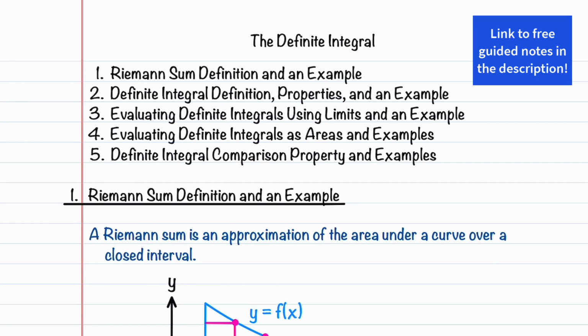In this video, we're going to learn all about the definite integral, how it represents the exact area under a curve, and walk through many examples. We'll begin by introducing the idea of a Riemann sum and walk through an example to see how it approximates the area under a curve using rectangles. Then we'll see how taking the limit of a Riemann sum leads to a formal definition of a definite integral.